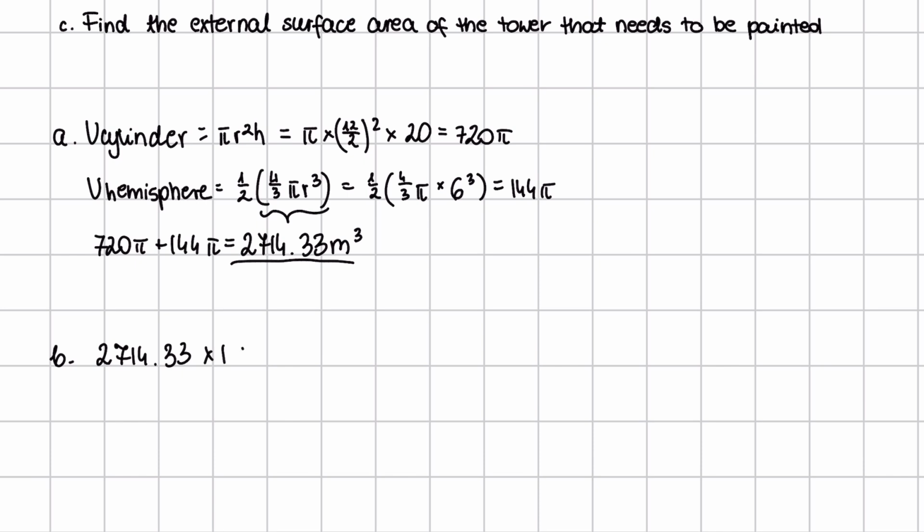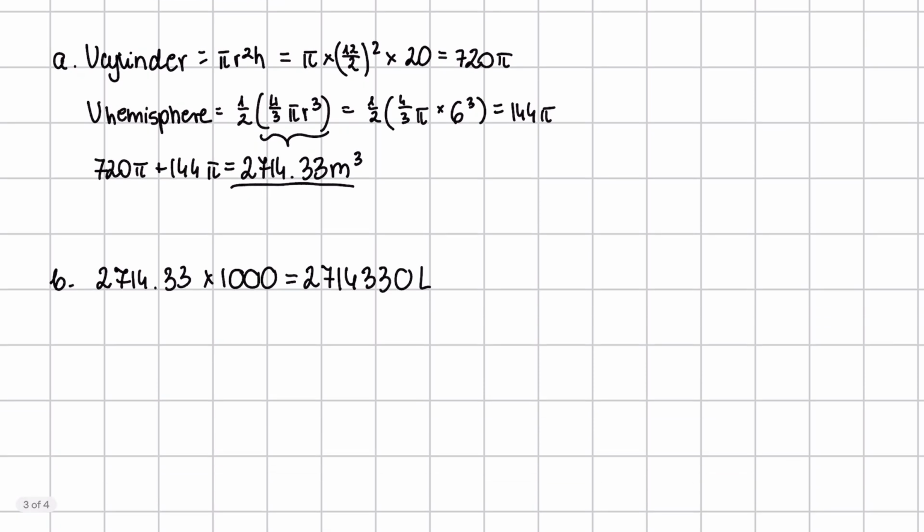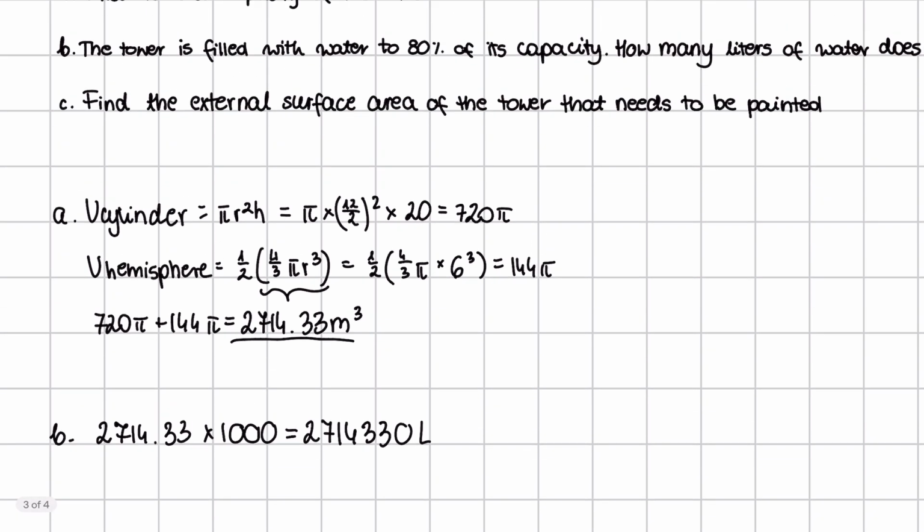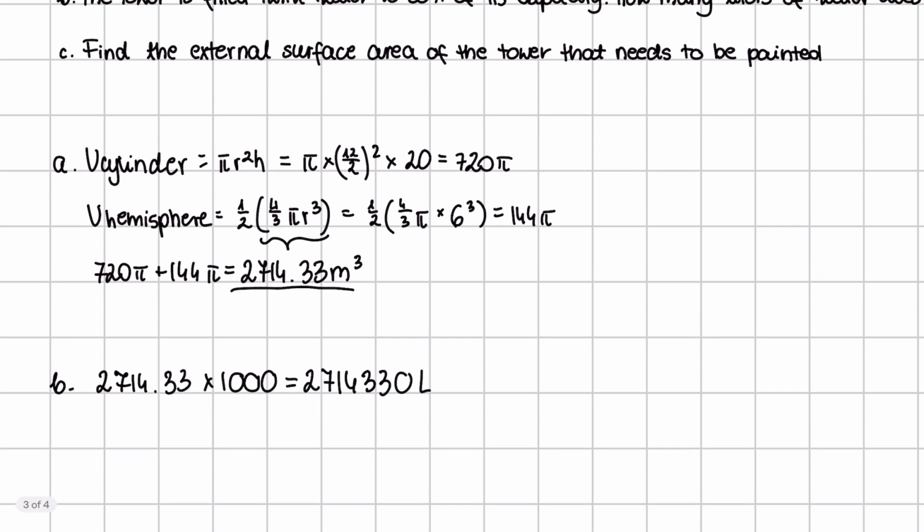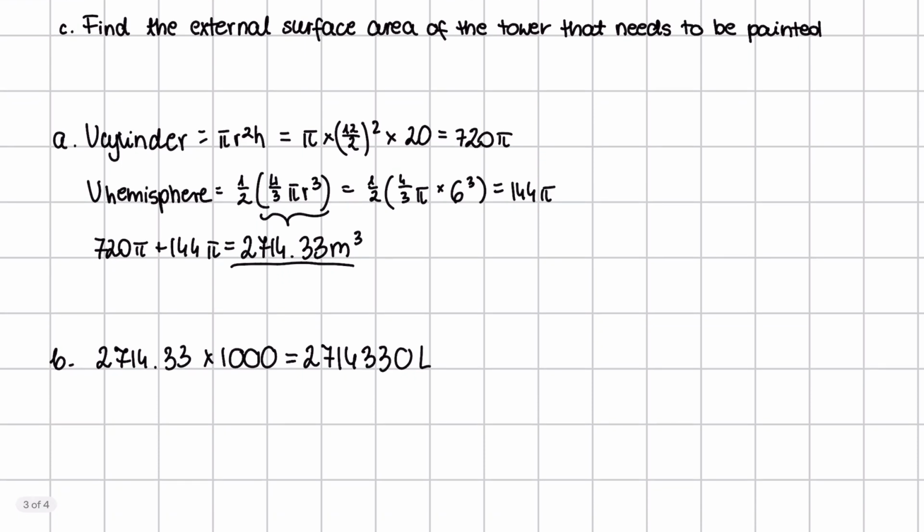So that's it to change the unit. So 2714.330 liters, and this is our maximum capacity, so 100%. And in order to have 80%, we have to multiply our answer. So 2714.330 times 0.8, and now we have to calculate it on our GDC.